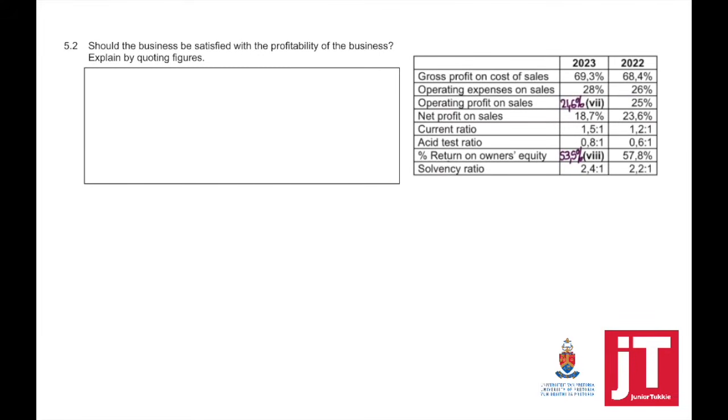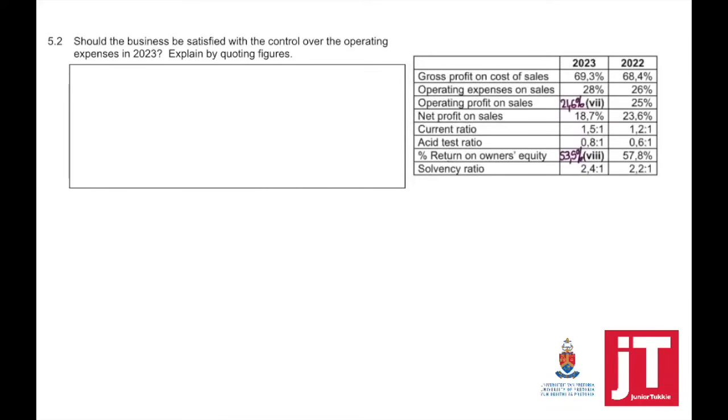Right, 5.2. Should the business be satisfied with the control over operating expenses in 2023? Explain by quoting figures. So we need to look at the operating expenses on sales. Number 1, the easy part is by quoting the figures. So what happened with your operating expenses? It increased from 26% to 28%.